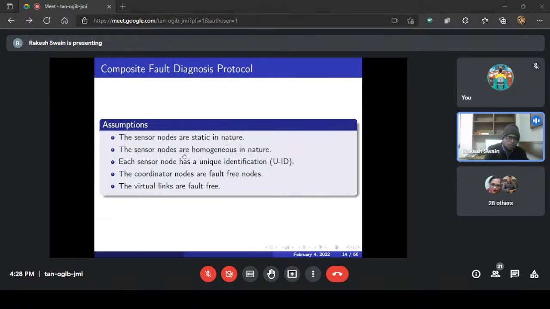The sensor nodes are homogeneous in nature and have unique identification. Here I am using a coordinator node. Basically, for the computation, the coordinator node computes the faulty nodes, and the coordinator node itself is fault-free. Later I'll discuss the coordinator node. And the virtual links are fault-free. For this particular problem I will not consider link faults, so the links are fault-free. Those are the assumptions for this problem.